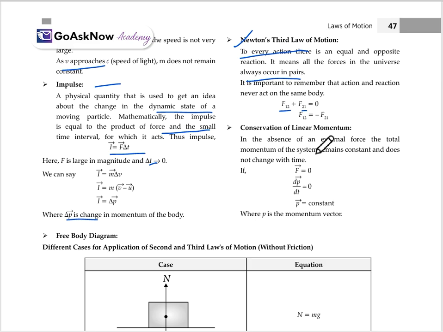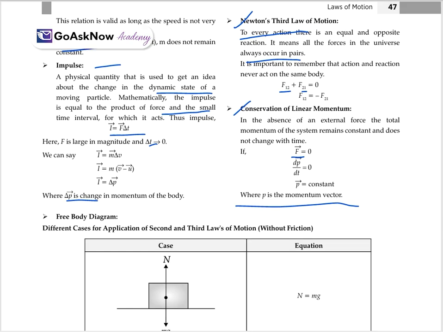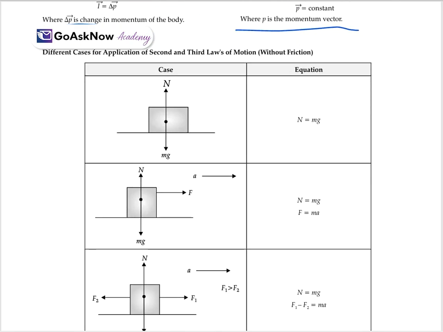law of motion. Conservation of linear momentum. In the absence of external forces, the total momentum of the system remains constant and does not change. F tends to 0, then dp upon dt is equal to 0, then p is equal to constant, where p is the momentum vector. So this will be the conservation of linear momentum. Now we'll deeply study mass and force, etc. with the help of some free body diagrams.